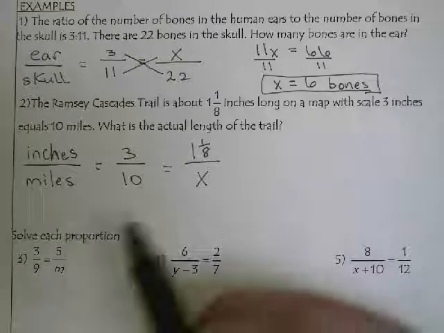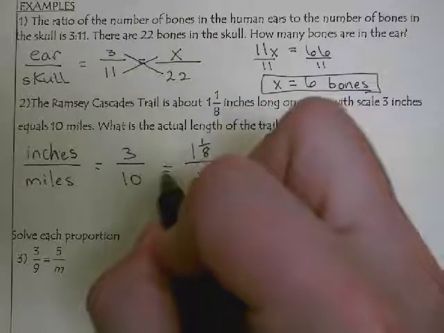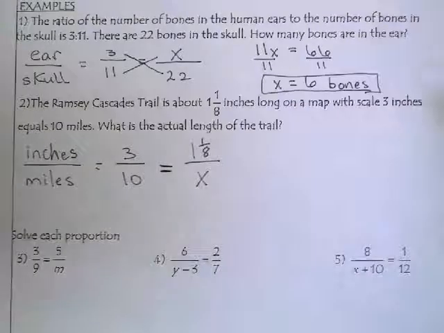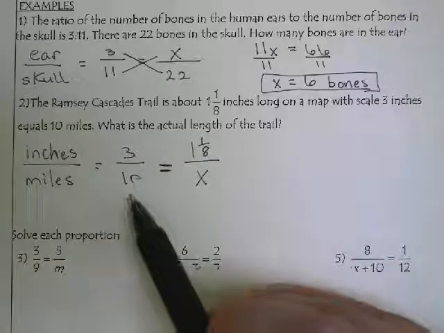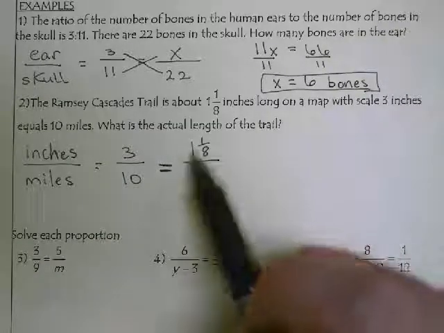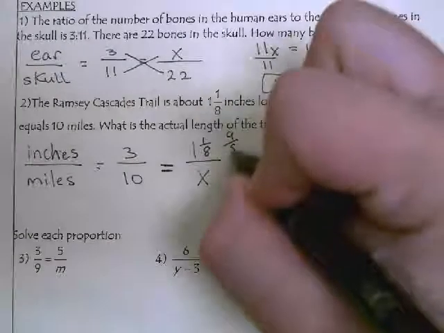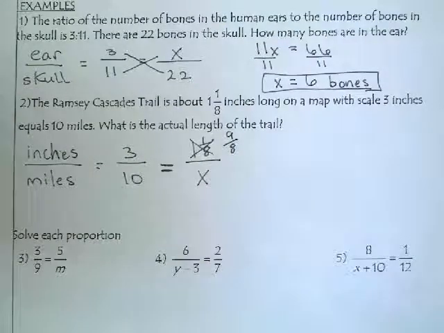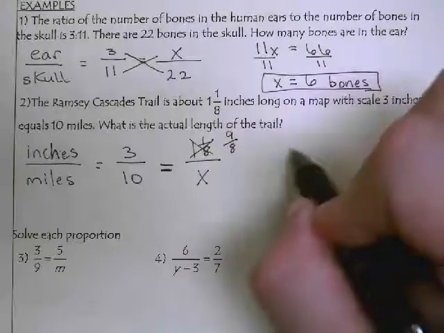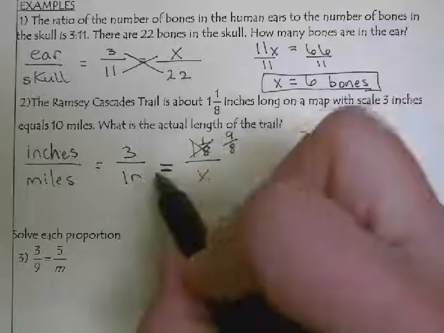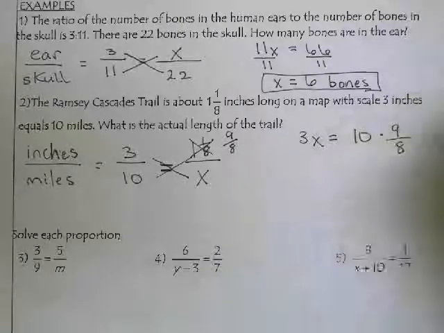Now, we're ready to solve. But before I solve, this is one of those examples where I've been stressing, let's do all our math in improper fractions. And here we'll see that that's much more beneficial. So I will take 1 1/8 and turn it into an improper fraction. So this is really 9/8. Now we're ready to cross multiply. So I have 3x is equal to 10 times 9/8.